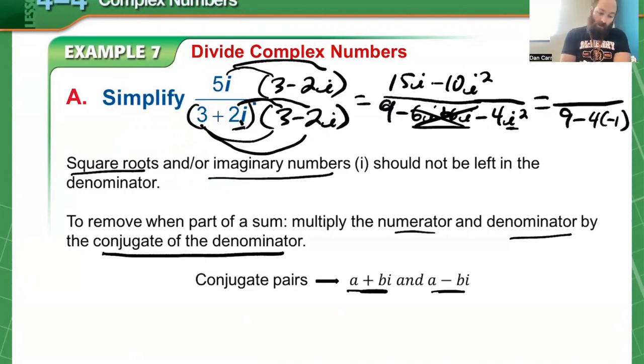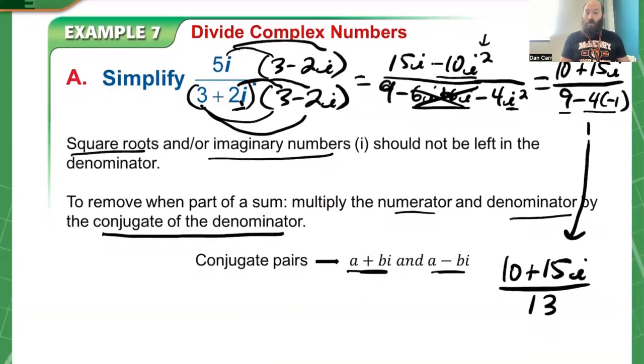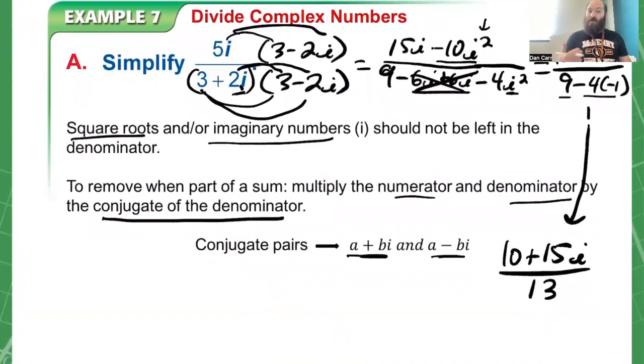In my numerator, I have negative 10i squared. Remember, I can simplify this. That's going to turn into negative 10 times negative 1, so that turns into a positive 10 plus 15i. From there, we can simplify down here because negative 4 times a negative 1 is a positive 4, then 9 plus that. So this will turn into, I'm just going to write it down here for a little more space, 10 plus 15i all over 13. And that's my simplified version.